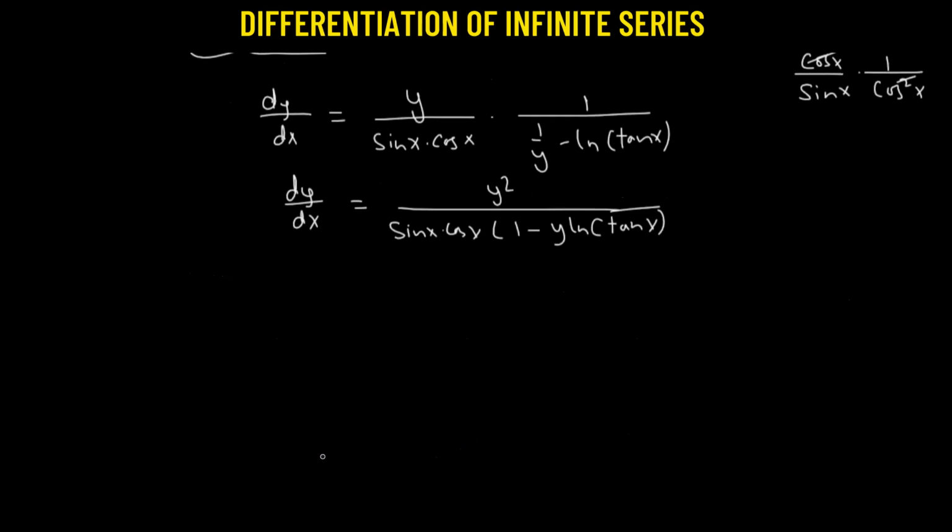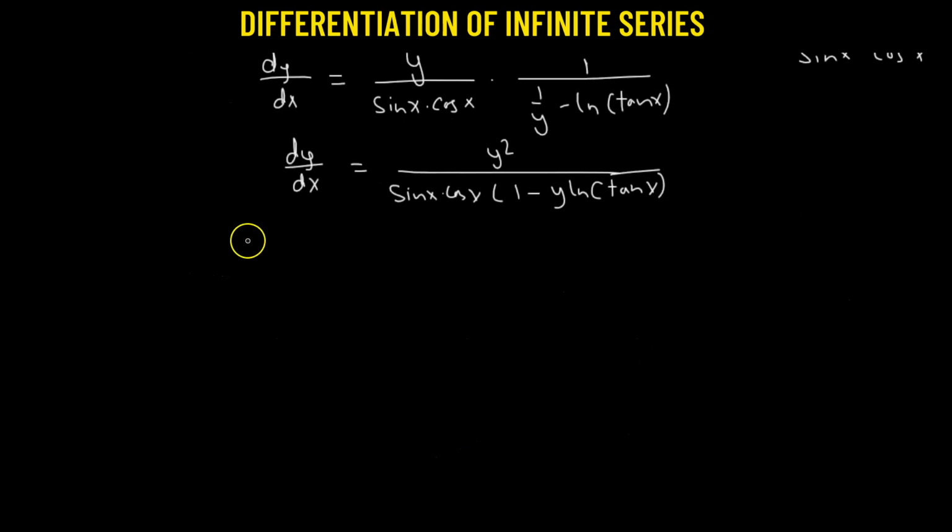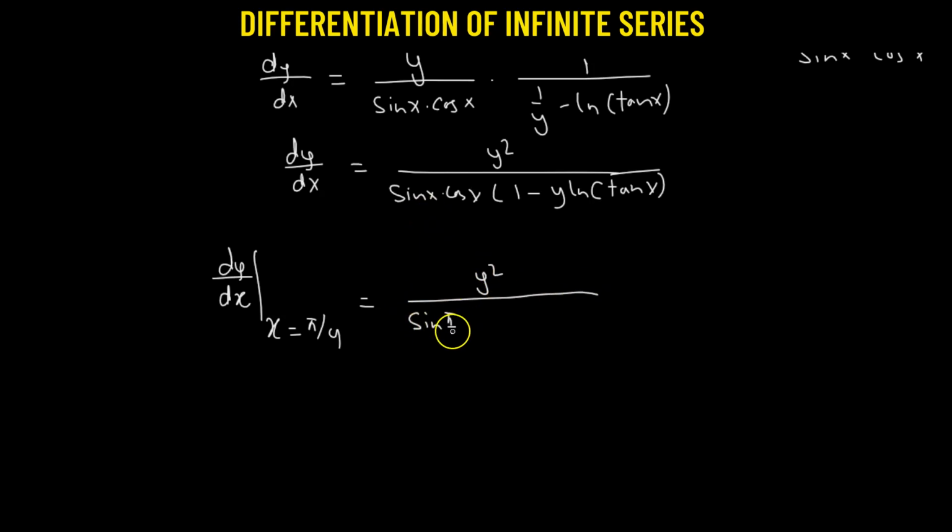Now our task will be to obtain the value of this particular derivative at x equals pi over 4. So that means let's find the value of the derivative of y with respect to x at x equals pi over 4. So this will give us y squared divided by, so here we have sine x, that will be sine pi over 4, multiplied by cosine x, which means we have cosine pi over 4. This will get multiplied by 1 minus y times log of tangent of pi over 4.